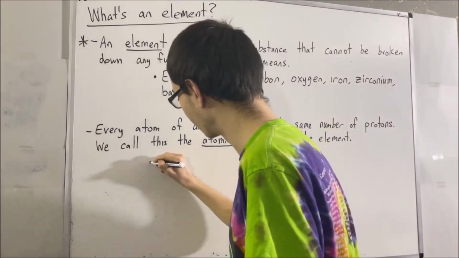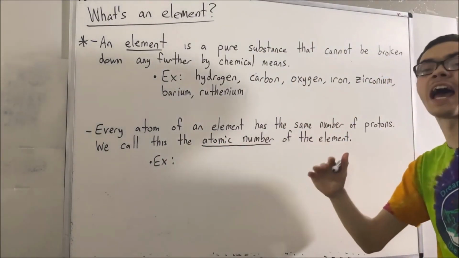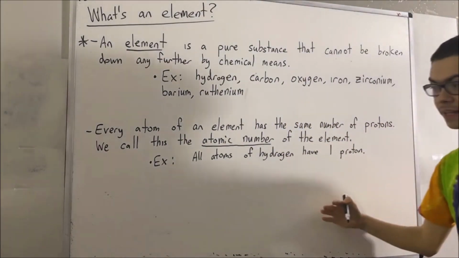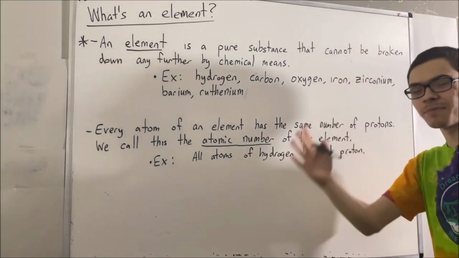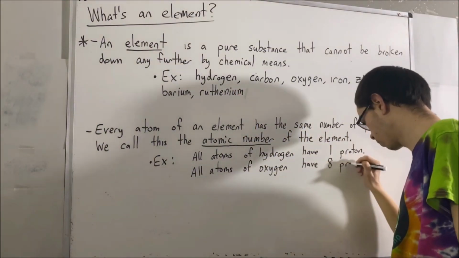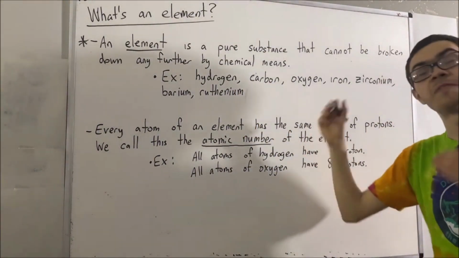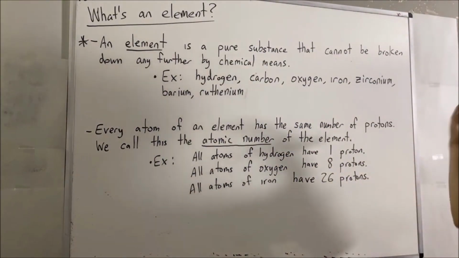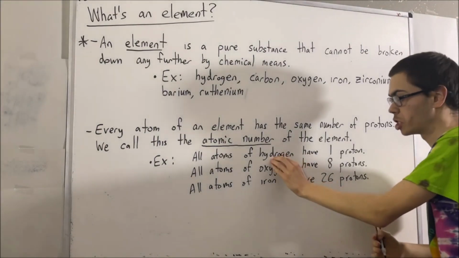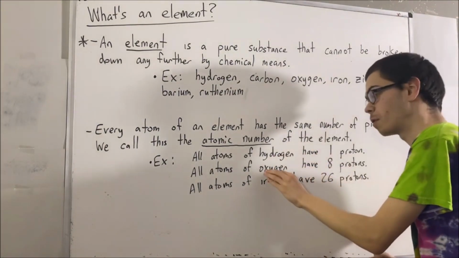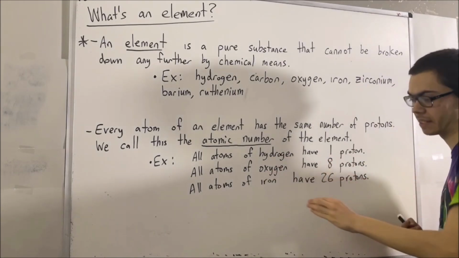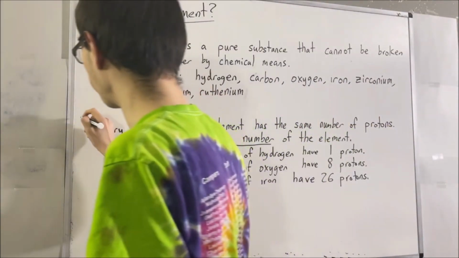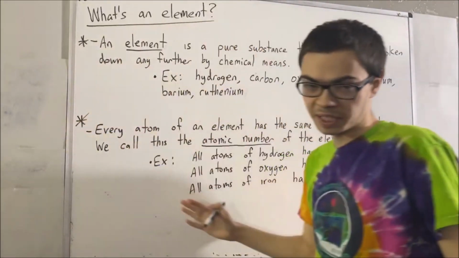For instance, all atoms of hydrogen have 1 proton. Another example is that all atoms of oxygen have 8 protons. And it turns out all atoms of iron have 26 protons. Another way of saying this is that the atomic number of hydrogen is 1, the atomic number of oxygen is 8, and the atomic number of iron is 26. Right? So again, this is another key idea about elements.